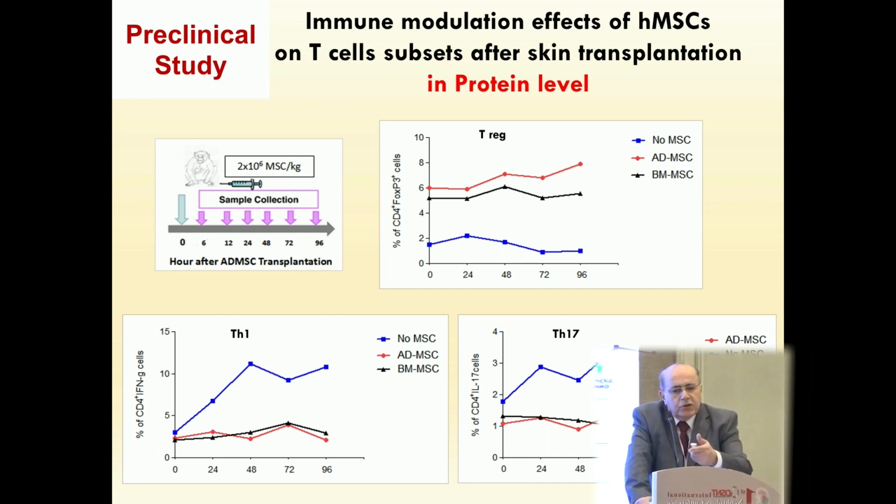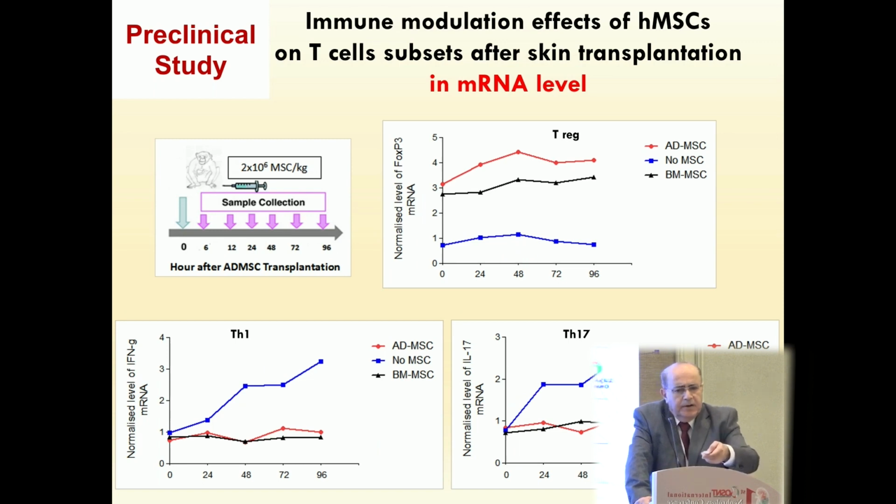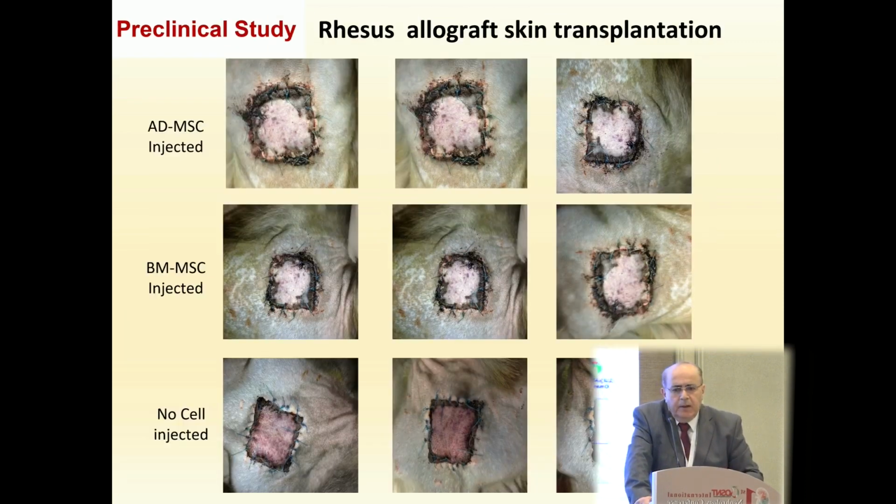On the opposite, for Th1, T helper 1, and T helper 17, in those who were not transplanted with mesenchymal stem cell, the Th1 and Th17 increased after skin transplantation, while those who received mesenchymal stem cell had decreased Th1 and Th17. This is mRNA level, the same result.